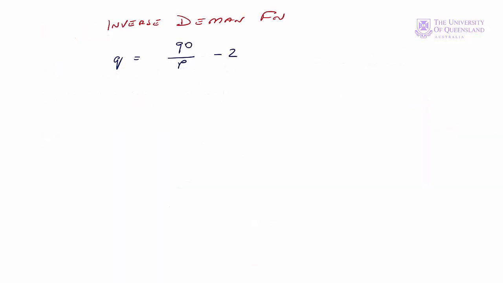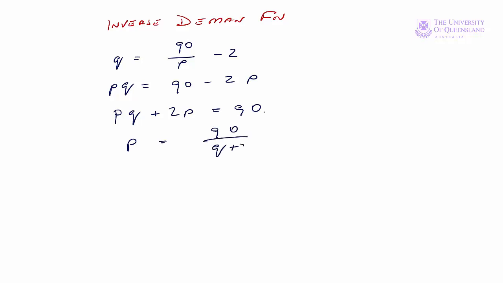We start with our demand function as a function of price and solve for P. We multiply through by P. We'll have PQ is equal to 90 minus 2P. PQ plus 2P is equal to 90. Therefore, P is equal to 90 on Q plus 2. And now for the inverse supply function. We start with Q equals P minus 1 and solve for P, which is quite straightforward. We'll have P is equal to Q plus 1.